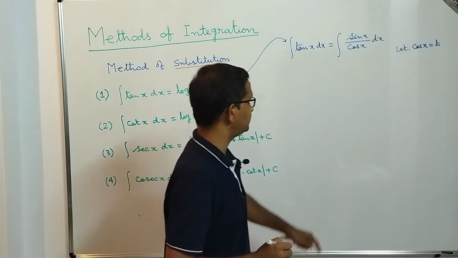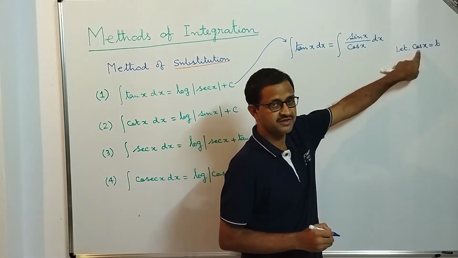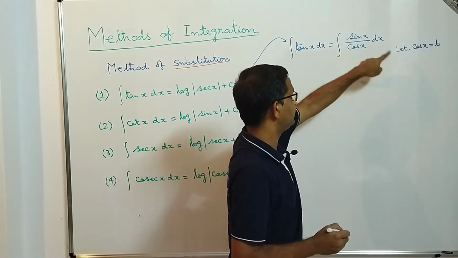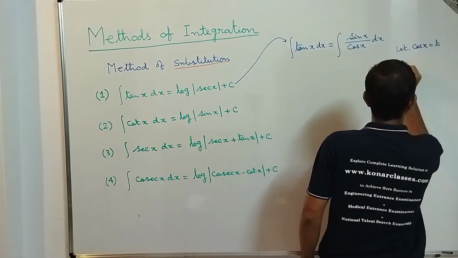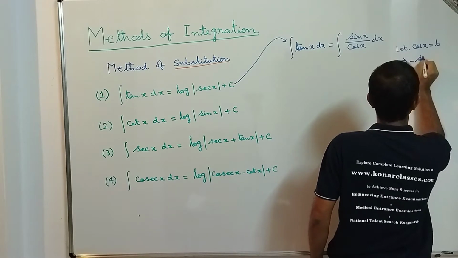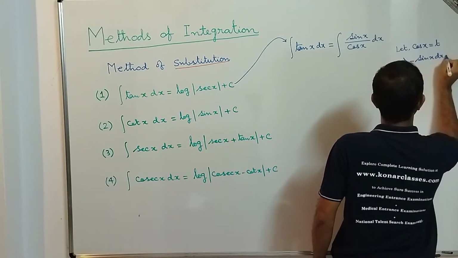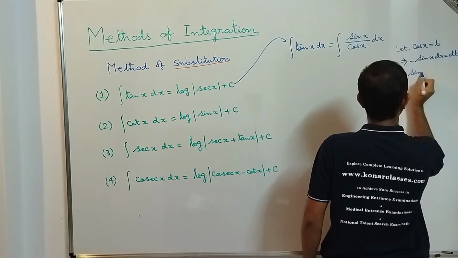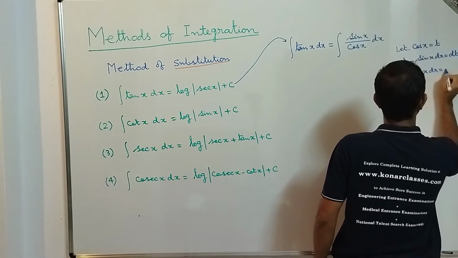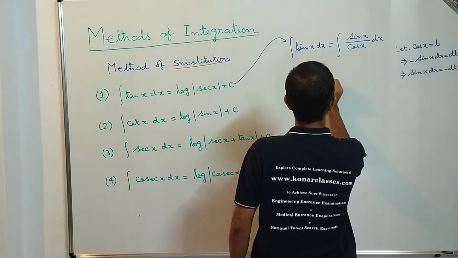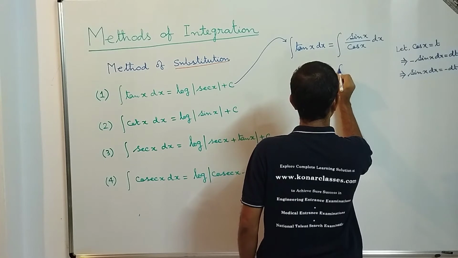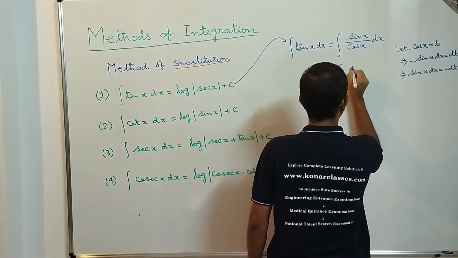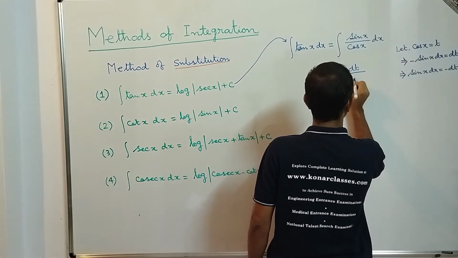And why am I using this substitution? Because the differentiation of cos x, that is minus sin x dx, will be equal to dt. So this implies that sin x dx is equal to minus dt. Now let us apply this value here. What we get is minus integration of dt divided by cos x equal to t, since we took the minus out.